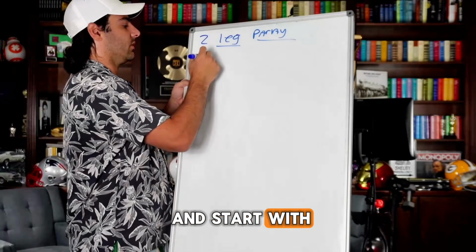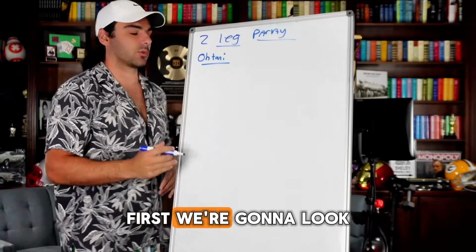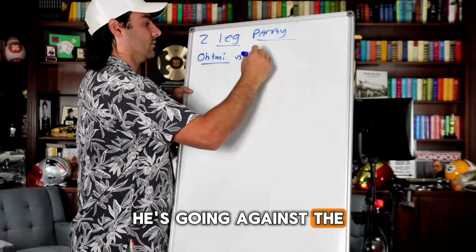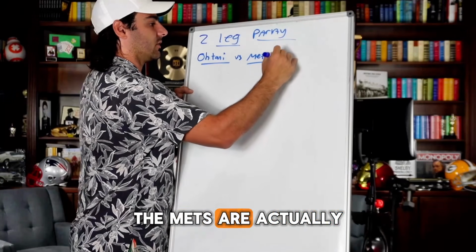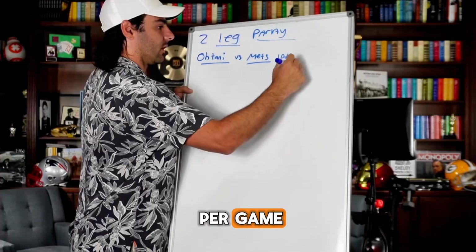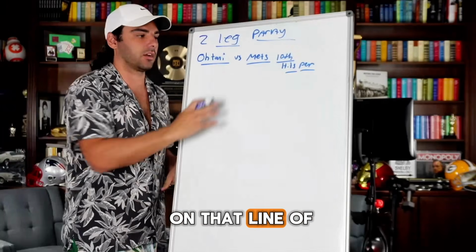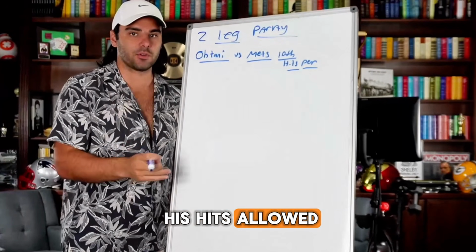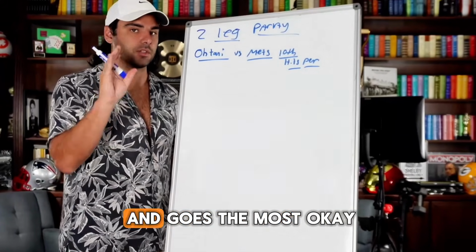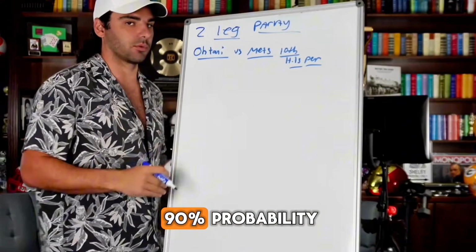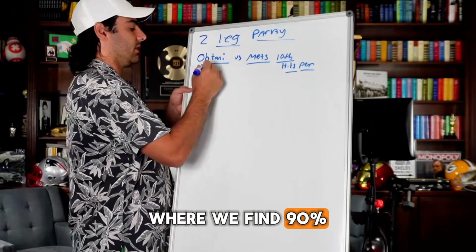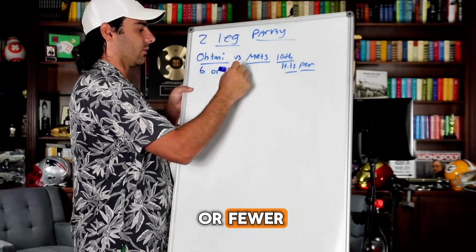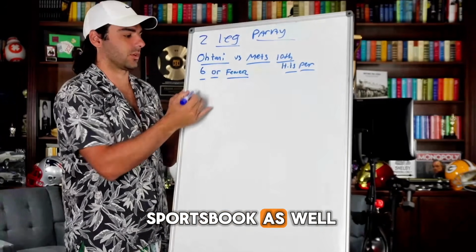So let's start with Ohtani here. First we're going to look at his hits allowed, who he's going against. He's going against the Mets. The Mets are actually literally 10th in hits per game, so they're right on that line of what we're looking at here. Next thing we want to look at is his hits allowed, where the probability skyrockets and we get over 90% probability. Where we find 90% probability plus here is going to be 6 or fewer. That's exactly how it's going to look on the sportsbook as well.